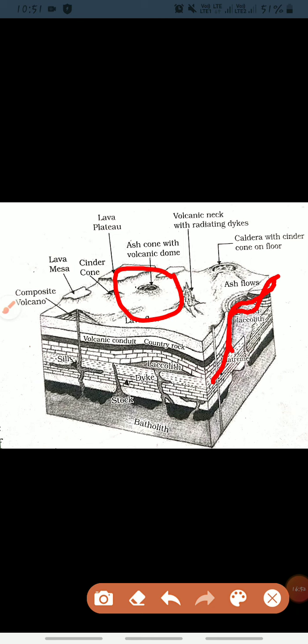And come to the next, which is dikes. Oh sorry, sill is remaining. The near horizontal bodies of the intrusive igneous rocks are called sill or sheet, depending on the thickness of the material. So the thinner ones are called sheets, while the thick horizontal deposits are called sills.